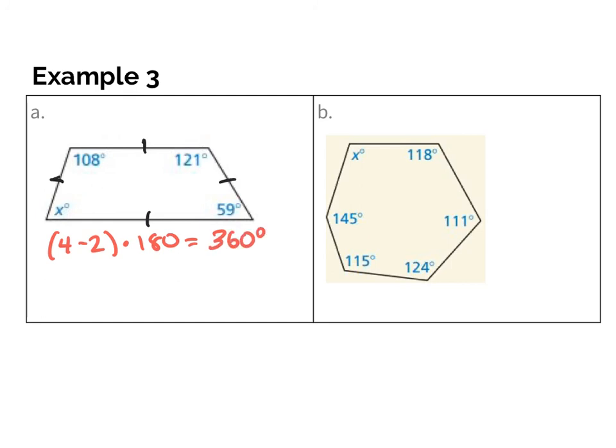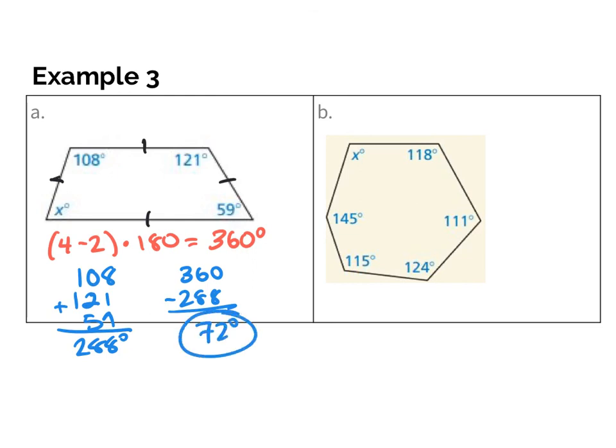So I know all of these angles inside here have to add up to 360, and notice I give you 3 of the 4. So we're going to take the 3 angles I'm given, 108, 121, and 59, and add them together, which would give me 288 degrees. I wanted to get all the way up to 360, so I'd subtract that, which gives me 72 degrees. So that missing angle would be 72 degrees.